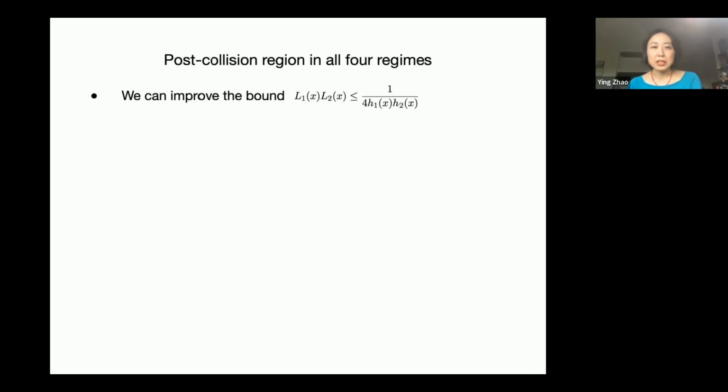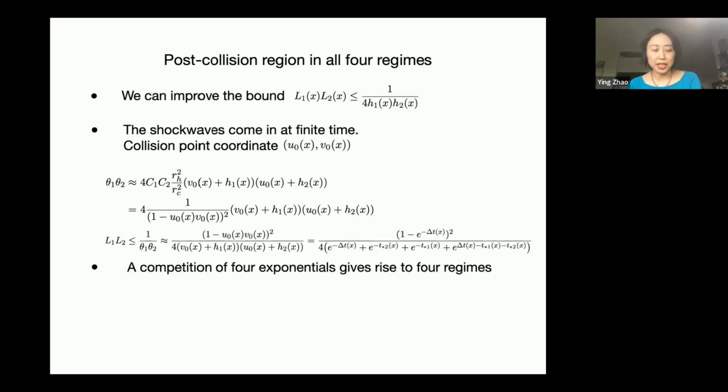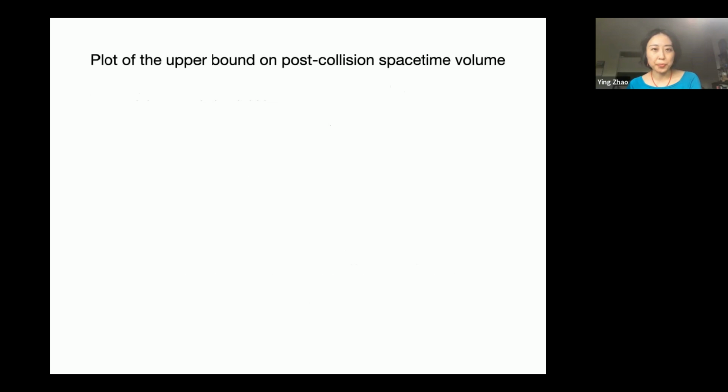If we want to reproduce the regime for all 4 regions, we basically need to improve the bound we got before. I mean, this bound is based on the assumption that the shock wave comes in at a very early time. If we assume the shock wave comes in at some finite time, then you can improve this bound. Basically, the product of these two lines is upper bounded by something. Miraculously, it has the form of a sum over 4 exponentials. So a computation of 4 exponentials will give rise to 4 regimes.